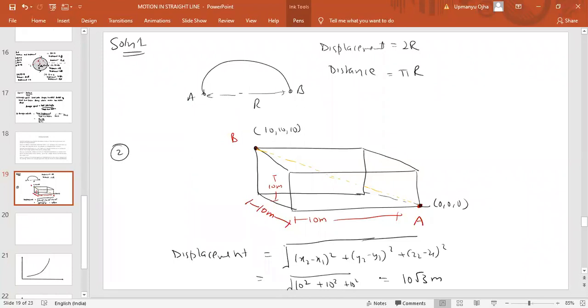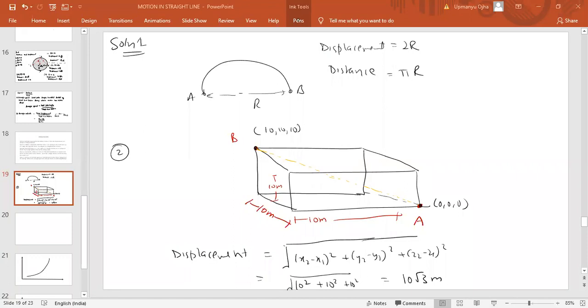Okay. Fine. Did you understand this or not? The fly moves from A to B. The A and B are opposite corners. So the displacement of the particle would be the shortest distance. The shortest distance is the line joining the A and B.